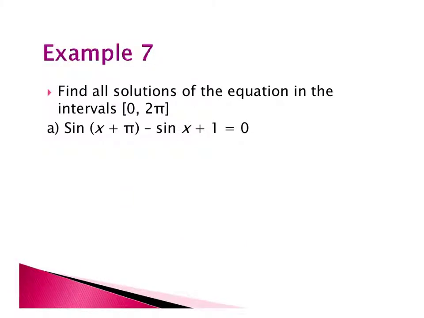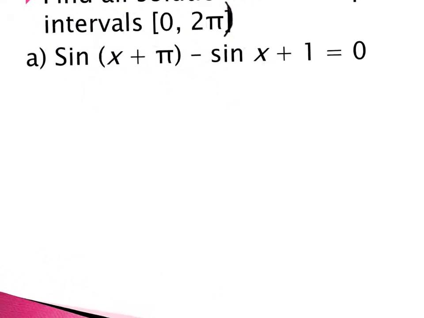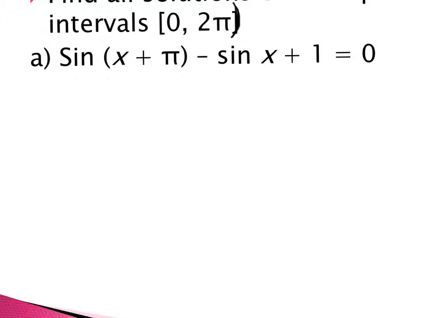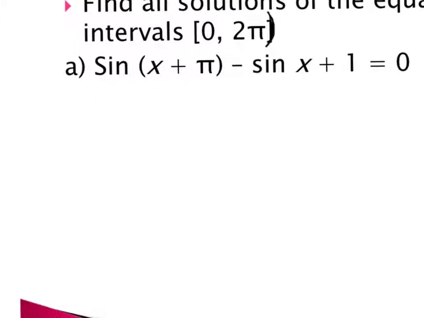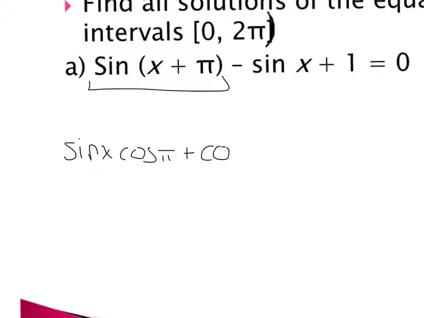All right, so here's example number 7. It says find all solutions of the equations on the interval from 0 to 2 pi, and we're not including 2 pi. So what we're going to do is treat this like our previous lesson. First, I'm going to start by breaking up that first part using the sum formula. This is going to be sine of x, cosine of pi, plus cosine of x, sine of pi, minus sine x. I'm going to swing that 1 to the other side.